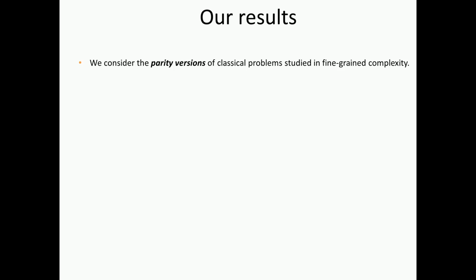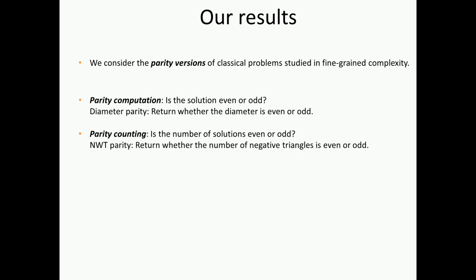So now let's have a look at our results. We consider the parity versions of classical problems studied in fine-grained complexity, and we have two types. The first type is parity computation that asks if the solution for a problem is even or odd. So for example, instead of computing the diameter, you can compute the diameter parity, which asks to return whether the diameter is even or odd.